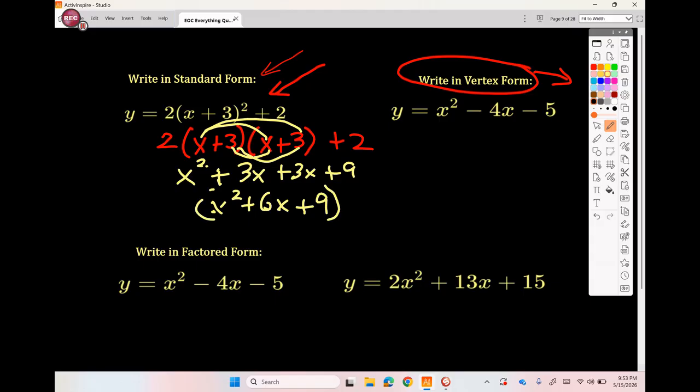Now you're ready to multiply these values by 2. Don't forget, only what is next to it is going to be multiplied by 2. This 2 over here is the last thing you're going to do. It's not going to be multiplied by this 2 in the front.